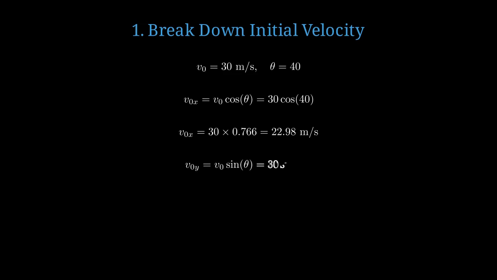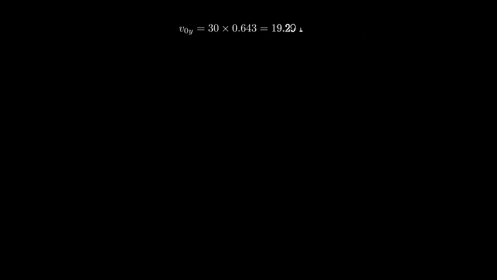The vertical component is 30 times sine of 40 degrees. That gives us 19.29 meters per second in the vertical direction. Here we see the velocity vector broken into its horizontal and vertical components.